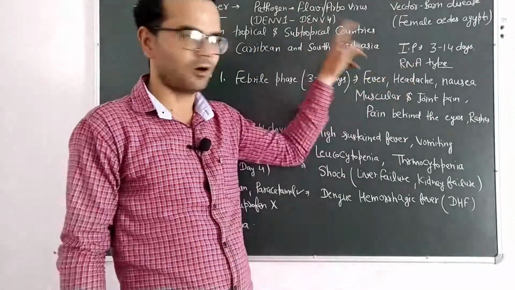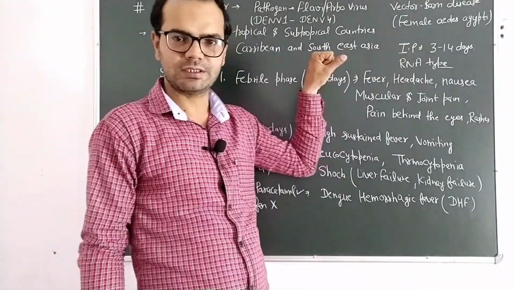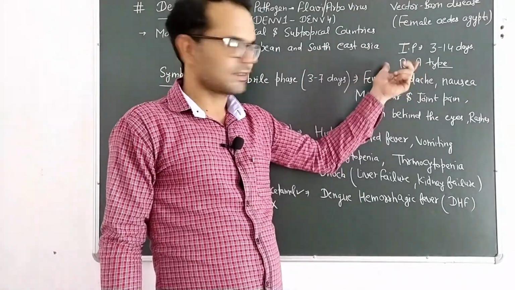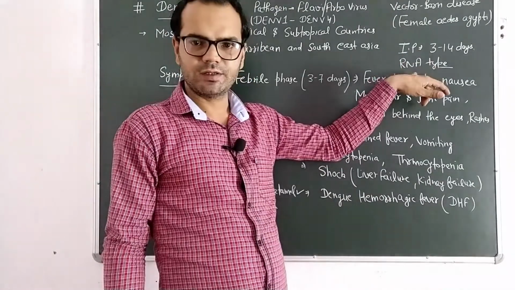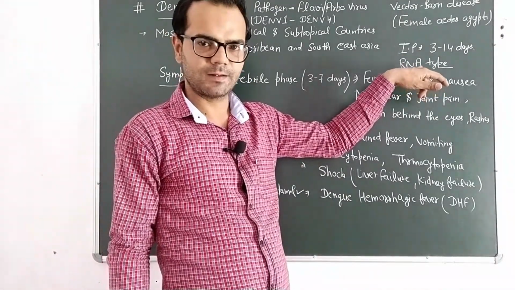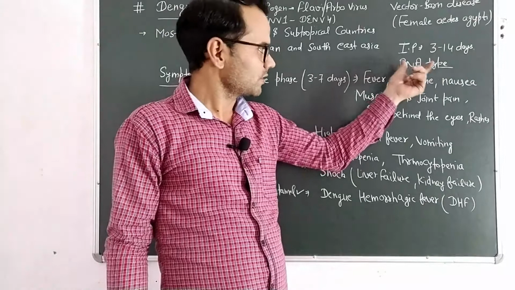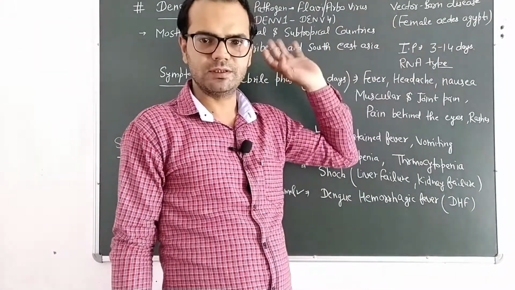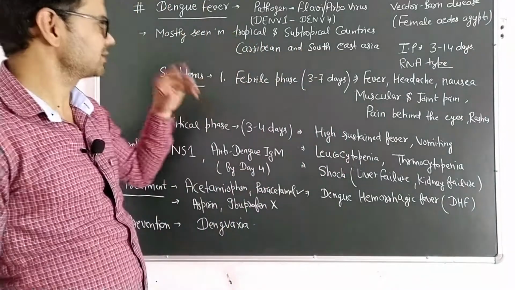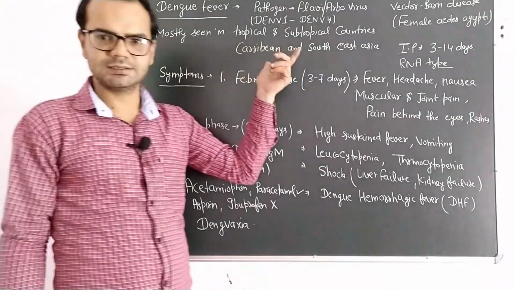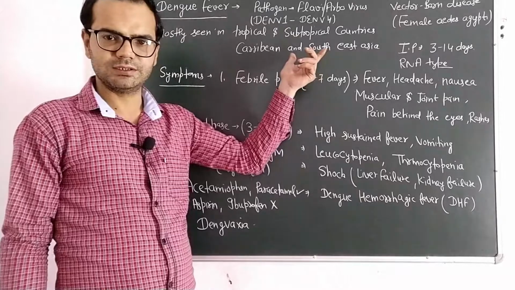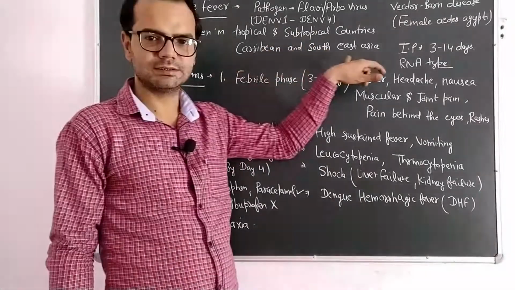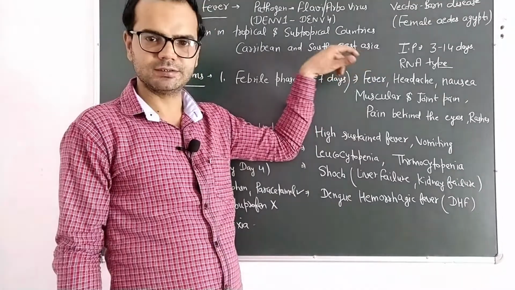So when it enters the host cell, first it attaches to the host cell and then it disassembles and forms various copies, meaning replication of RNA takes place, right? And that process takes 3 to 14 days. After 3 to 14 days symptoms will appear, and it is mostly seen in tropical and subtropical countries only, and it includes Caribbean countries, Southeast Asia, including India also.